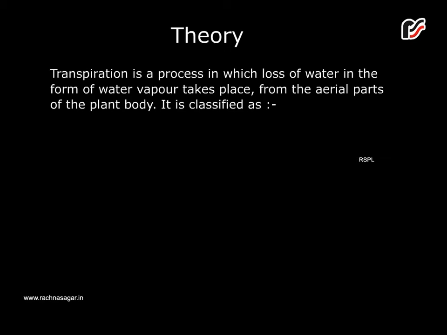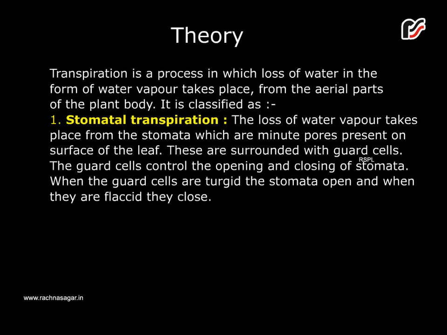Theory: transpiration is a process in which loss of water in the form of water vapor takes place from the aerial parts of the plant body. It is classified as stomatal transpiration. The loss of water vapor takes place from the stomata, which are minute pores present on the surface of the leaf. These are surrounded with guard cells. The guard cells control the opening and closing of stomata. When the guard cells are turgid, the stomata open, and when they are flaccid, they close.